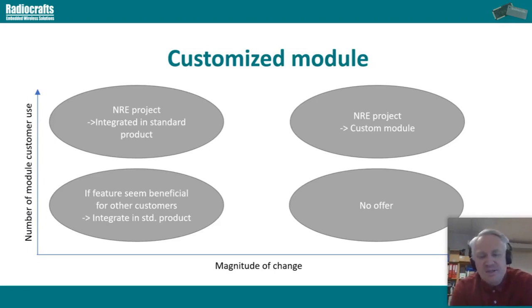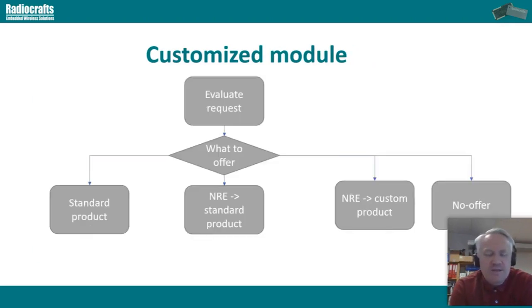So this is a bit how we meet this, and this is our kind of flow chart. We have to talk to the customers first, evaluate their request, and then decide what to offer, whether it's an NRE, which is non-recurring engineering for a customized product, or whether we just do it in a standard product without any NRE. It all depends on the size of the change.